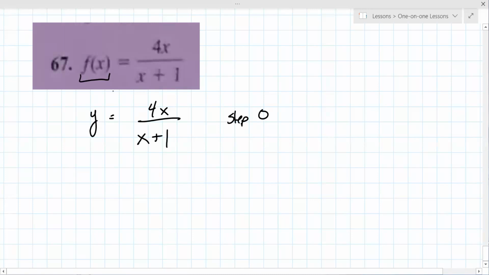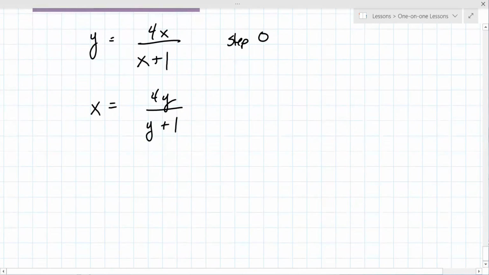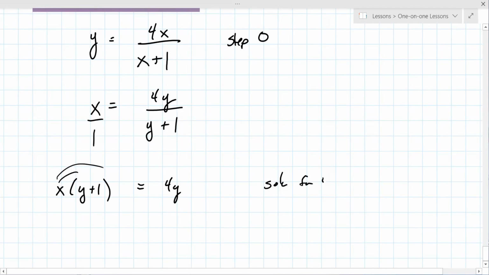If you don't have f of x, or if you don't have y, we call it f of x. The next step is to replace x for y and y for x. So now you have to multiply both sides by y plus 1. So this becomes x times y plus 1 equals 4y, because the y plus 1 cancels over here on the right. You're going to distribute this x. Remember, we're trying to solve for y. So you get xy plus x equals 4y.